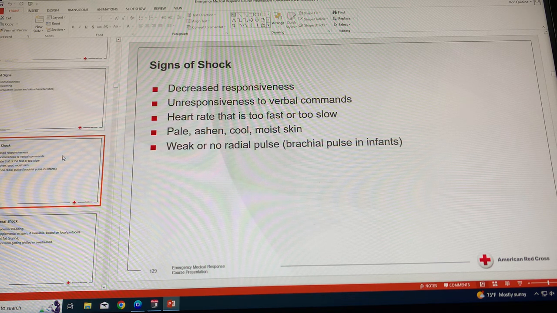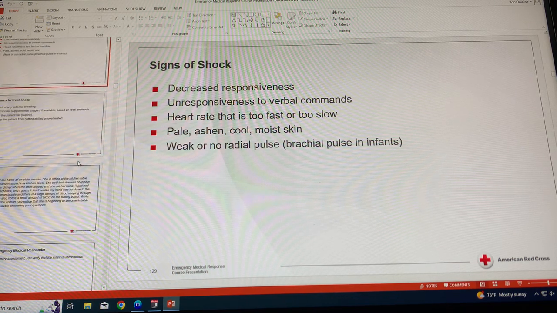Next, we have a heart rate that is too fast or too slow, okay? So we have something going on. Heart rate is too slow or too fast. Their condition is at an altered state. Pale, ashen, cool, moist skin. Okay, these are all signs of shock we're dealing with. Weak or no radial pulse, brachial pulse in infants, okay? So these are signs of shock that you want to look out for if you're dealing with a patient displaying these symptoms, okay?